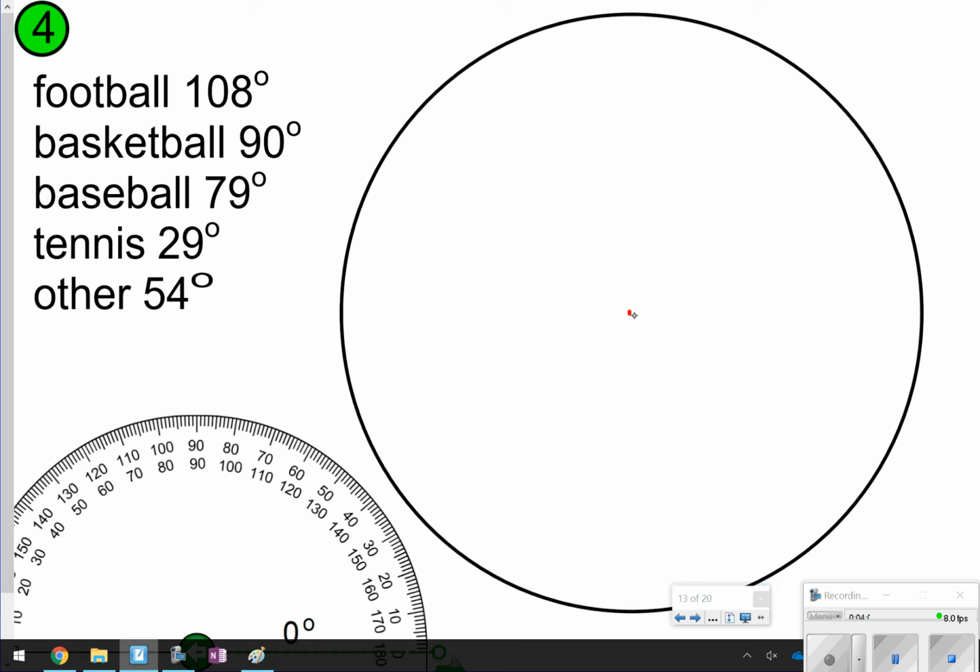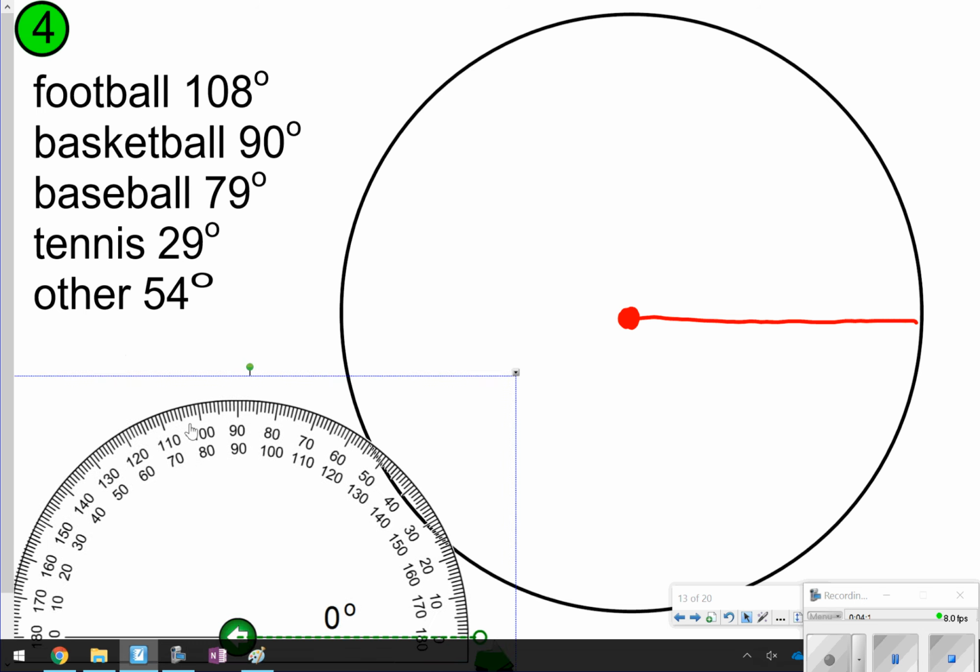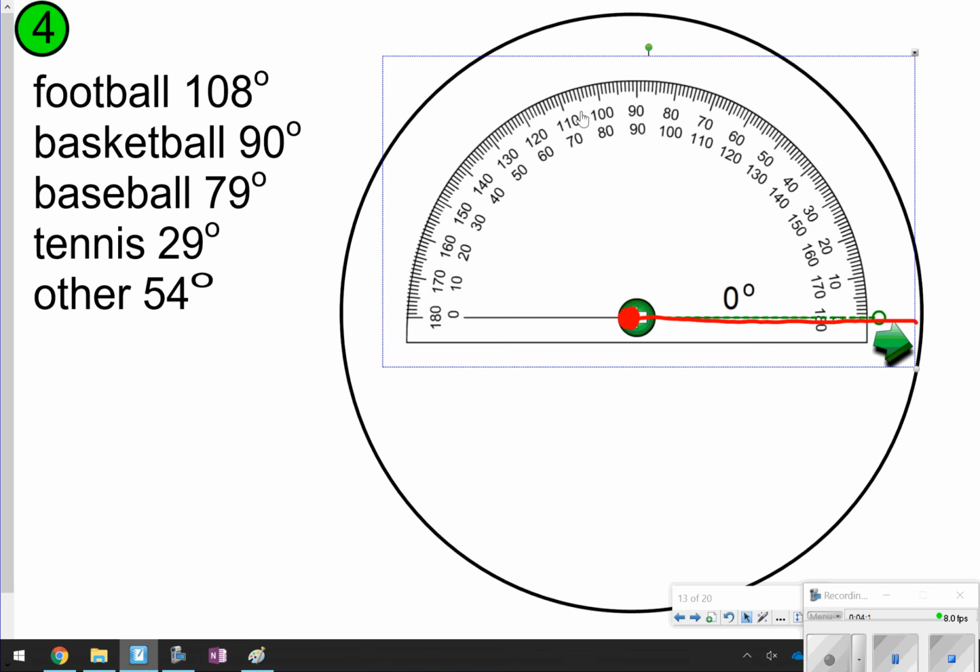So I'm going to go ahead and show you how to do these. You're first just going to find the middle of your circle and draw your dot, which is your vertex and your ray. And then you're going to line up your protractor.